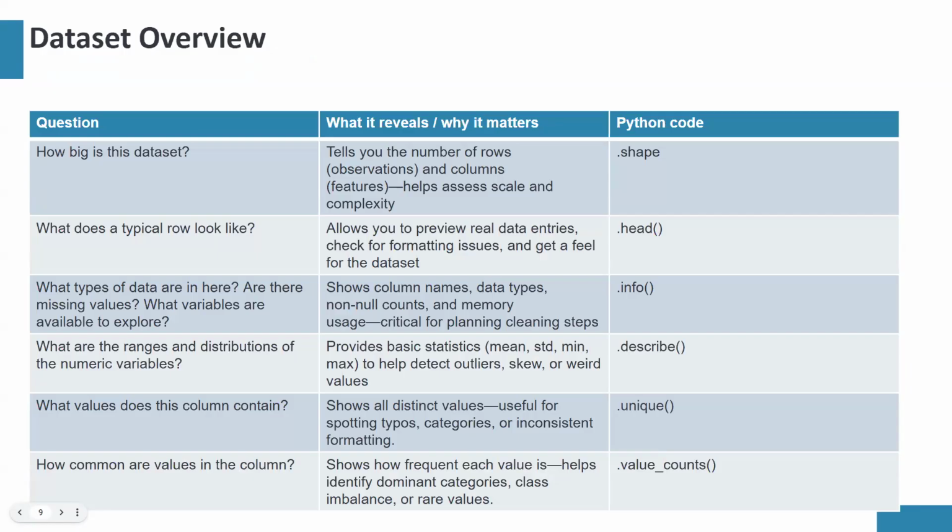Some common methods and properties to be aware of are dot shape, which tells you the number of rows and number of columns. Dot head gives you the first 5 records, a preview. Dot info tells you data types and nominal counts. Dot describe gives some high-level univariate stats. Dot unique gives the unique values within a categorical variable. And then value counts gives the counts of those unique values.